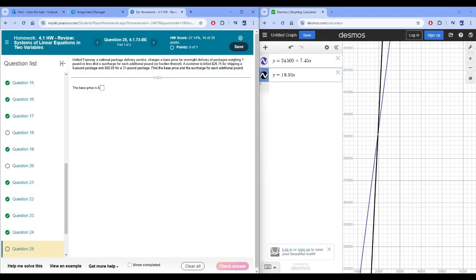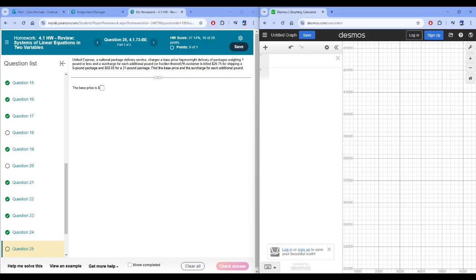All right, so United Express, a national package delivery company, charges a base price for overnight shipping plus a surcharge per additional pound. Customers are billed $26.75 for shipping a 6-pound package and $68 for a 31-pound package. Find the base price and the surcharge of each additional pound. We're going to think of this like a step function, right? They both have y equals mx plus b, so really what we're trying to figure out is what is the b.